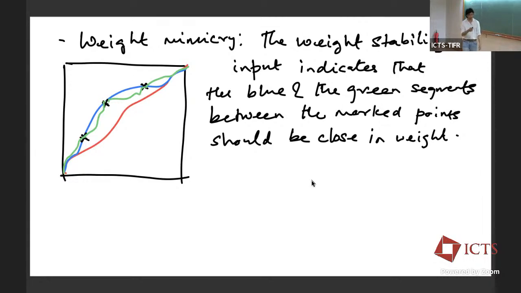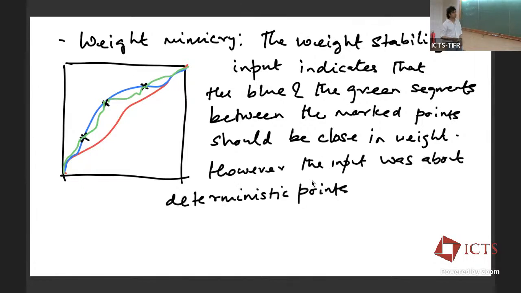The first feature that we want to ensure persists is the weight. So we want to use the weight stability input. Recall the weight stability input says that if time is small, then the weight does not change much. So we'll use it to argue that the blue and the green path should be close in weight. However, recall that the weight stability input was about deterministic points. It said that if you take two fixed points, then the weight between these two points at time 0 and at time t are similar.